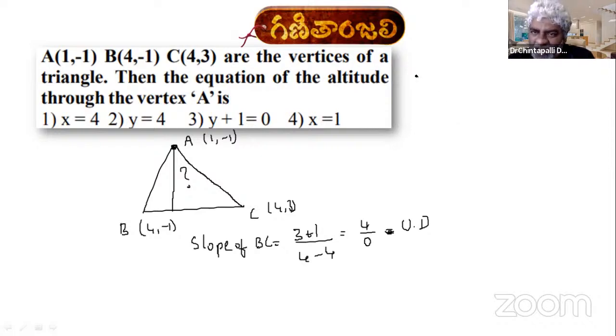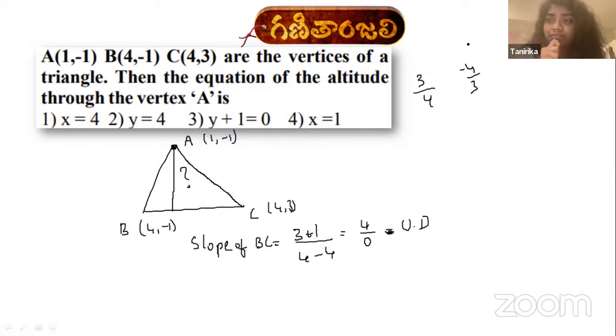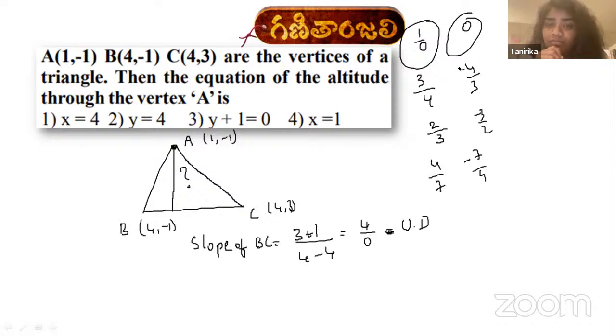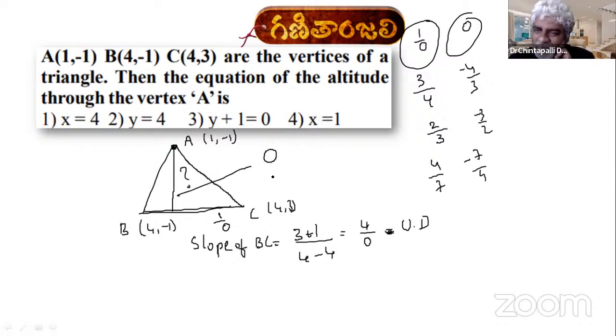See, perpendicular: if the slope of a line is 3 by 4, then its perpendicular slope is minus 4 by 3. If the slope of a line is 2 by 3, its perpendicular slope is minus 3 by 2. If the slope is 4 by 7, its perpendicular slope is minus 7 by 4. But if the slope of a line is 1 by 0, its perpendicular slope is 0. The reciprocal of 1 by 0 is 0 only. So the slope of this line is 0.